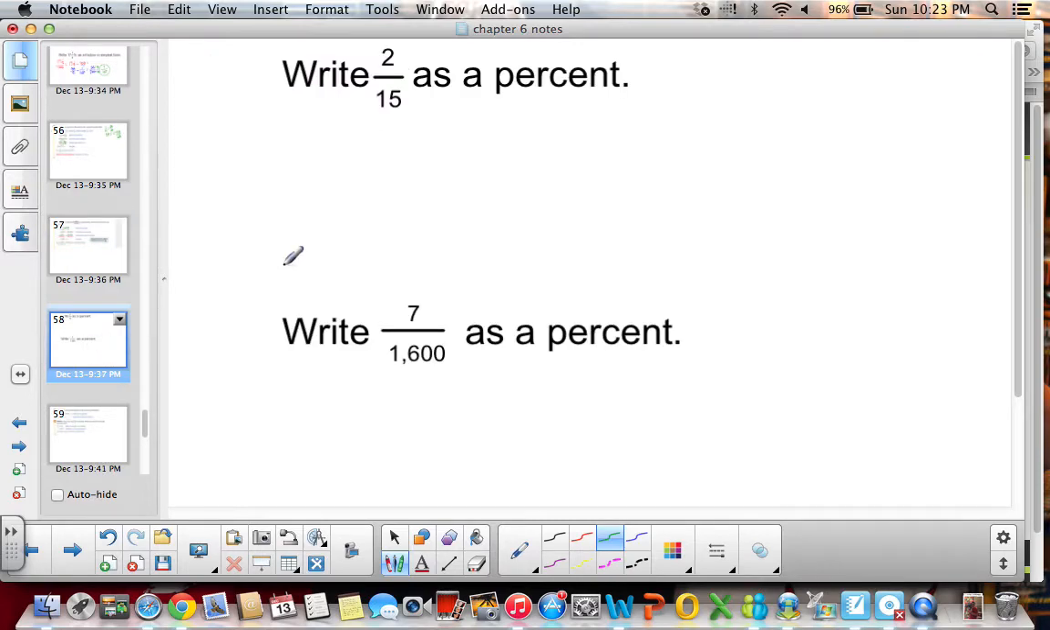Okay, write 2/15 as a percent, and then write 7 over 1,600 as a percent. So I want you to set them both up as a proportion. So pause me, do this in your notebook, set them up as a proportion, and then solve that way.